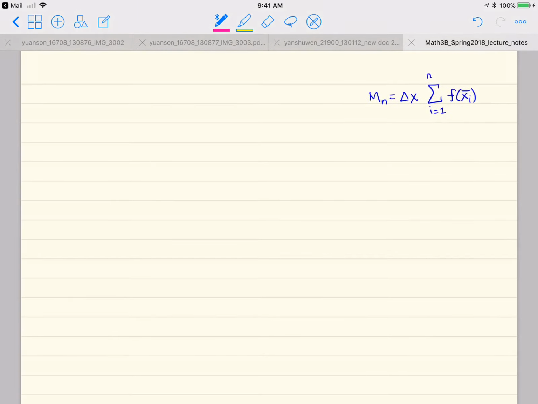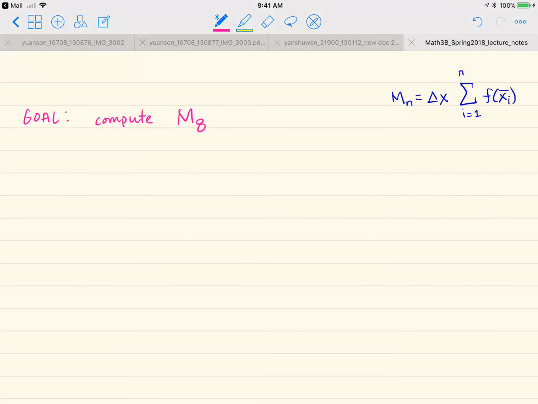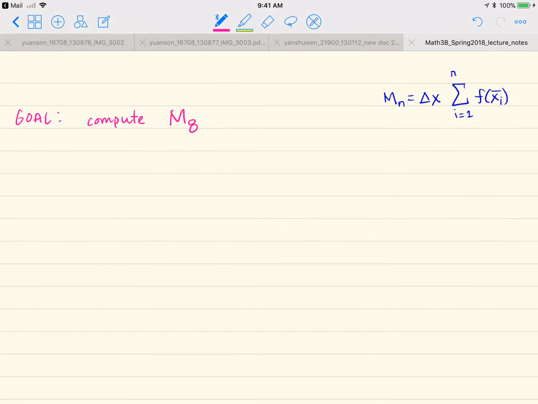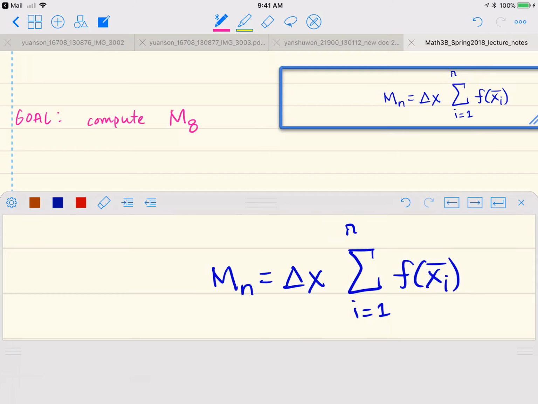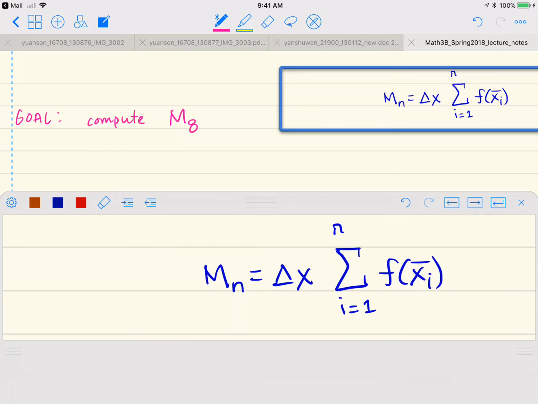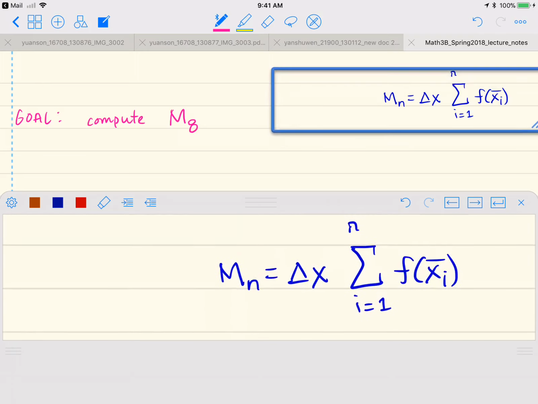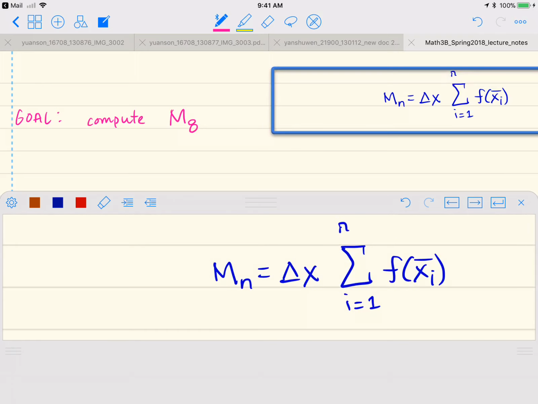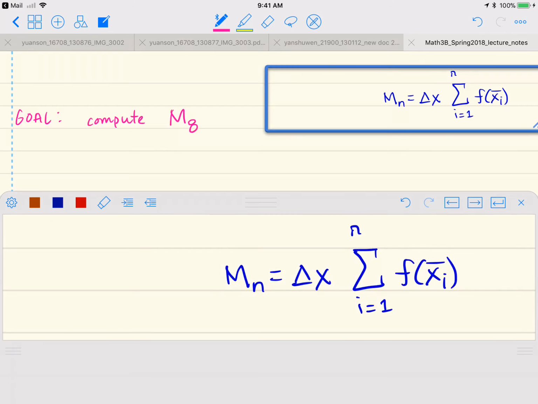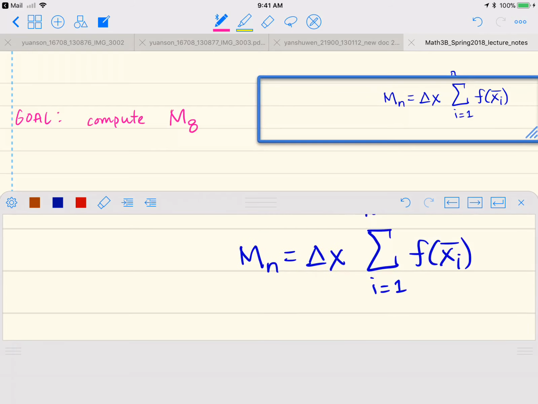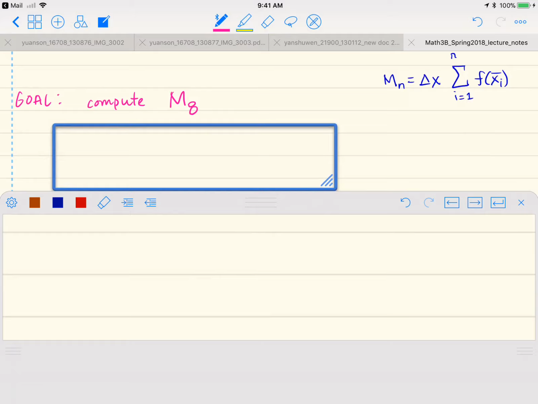Our goal is to compute M8, okay? And we know that we've got our formula over here. Let me perhaps zoom in. In order to use this formula, we need to know n, we need to know a, we need to know b, and we need to know our x sub i bar. And before we can do that, we also need to know f. So let's go ahead and write this stuff down.